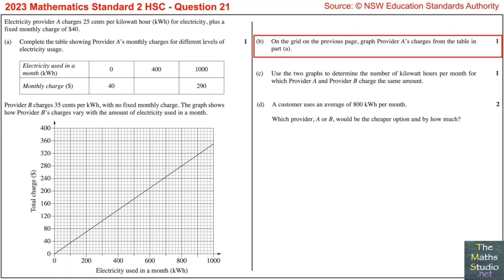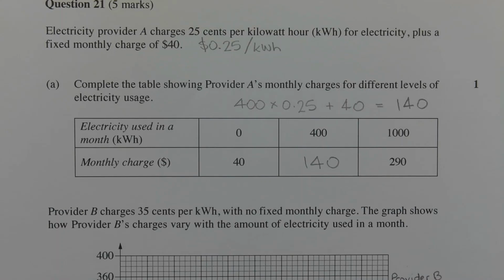Part B. On the grid on the previous page, graph provider A's charges from the table in Part A. To graph provider A's charges on the grid, we treat the columns in this table of values as coordinates. So the first row represents the x coordinates and the second row represents the corresponding y coordinates. So the 3 points we need to plot are (0, 40), (400, 140) and (1000, 290).